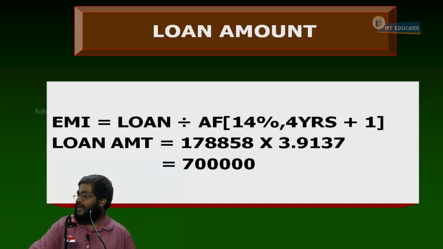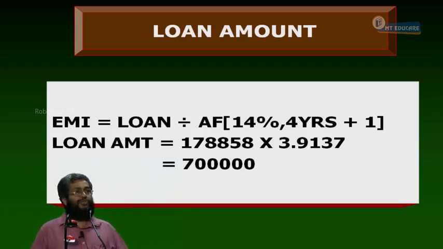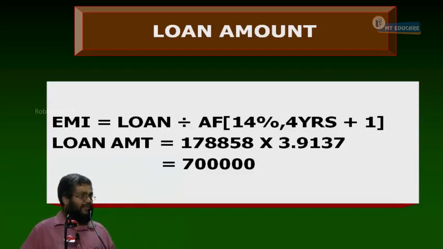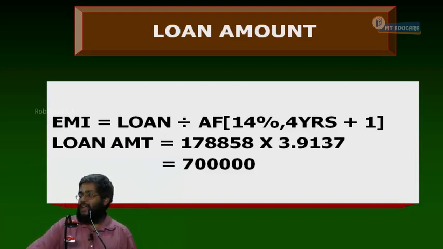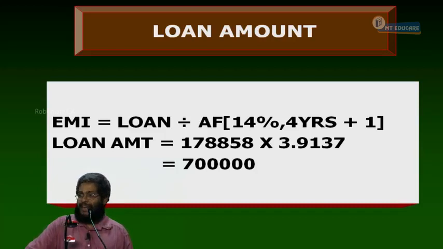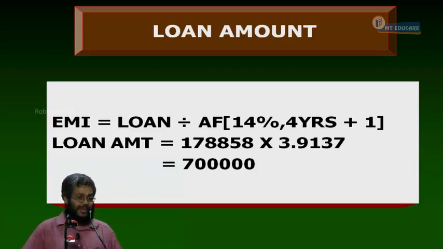1,78,858. Number correct? 1,78,858 into, don't look at the slide, take the calculator. 1 divided by 1.14 is equal to, 4 times, plus grand total. What's the number? 2.9137. Add what? 1. Gives you what? 3.9137. 178,858 into 3.9137. What's the number here? 7 lakhs. I think you should be accurately getting 6,99,998. Make it as what? 7 lakhs. I don't want the 2 rupees and all to have a headache. Loan amount is equal to 7 lakhs.